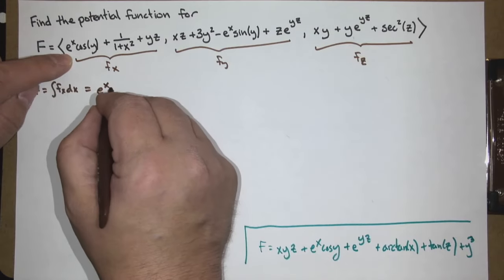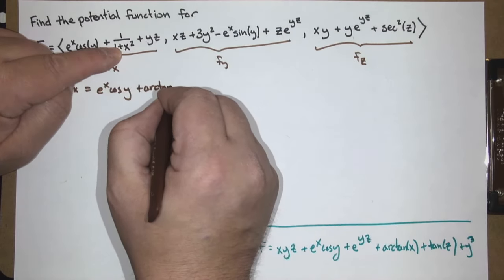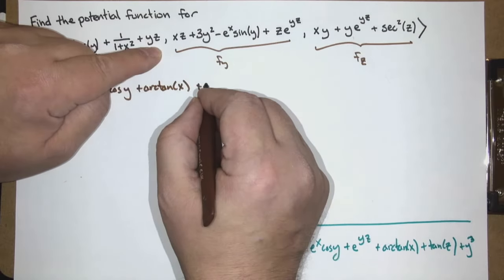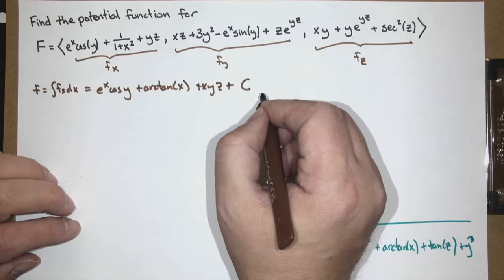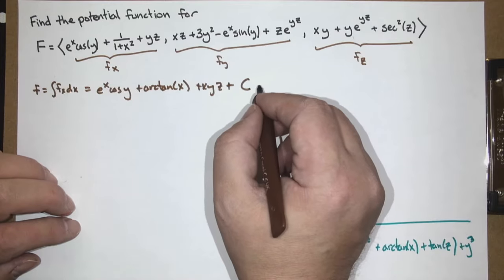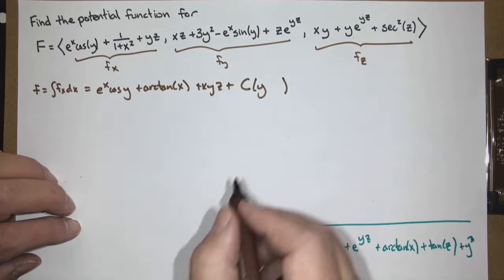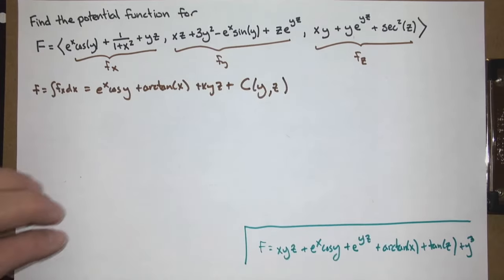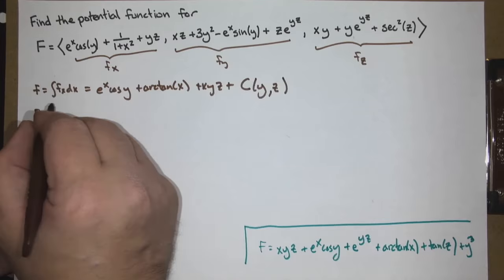You get e to the x cosine y, arctangent x, and xyz, plus a function of what? Y and z. Anything that doesn't depend on x. Okay, do the same thing with the next two slots.